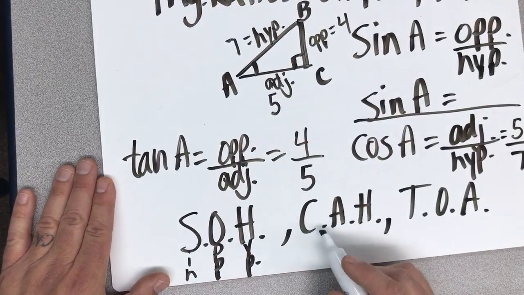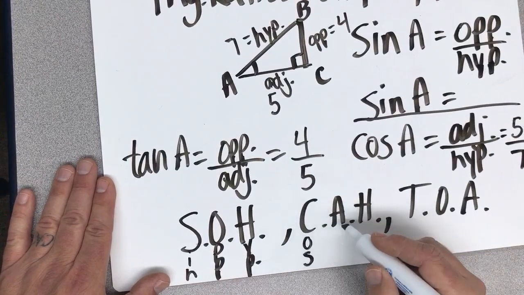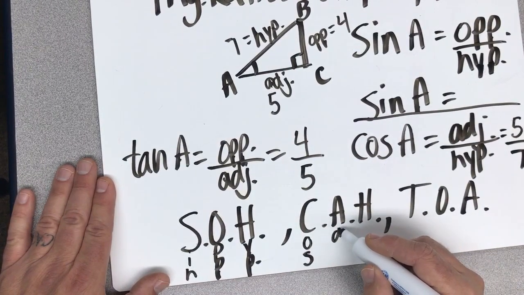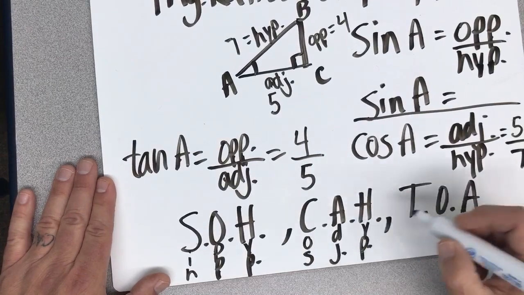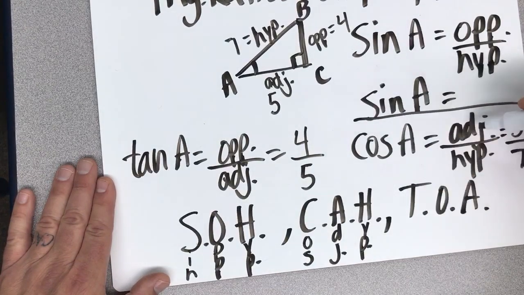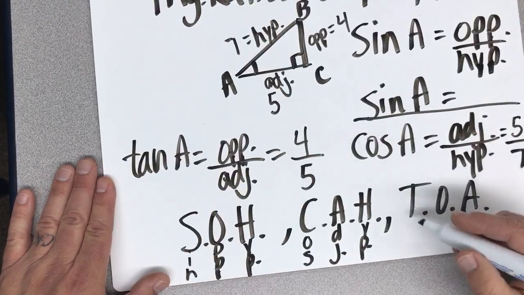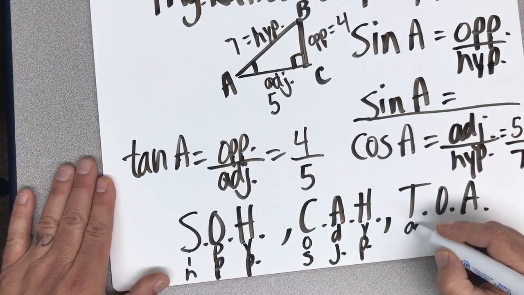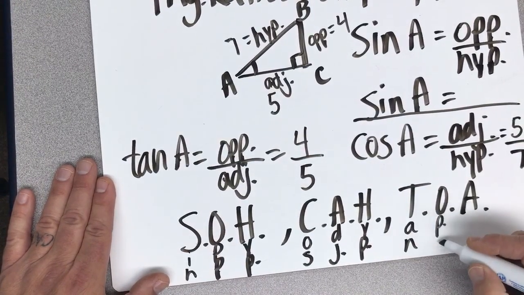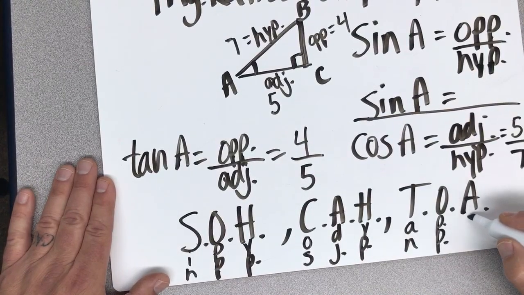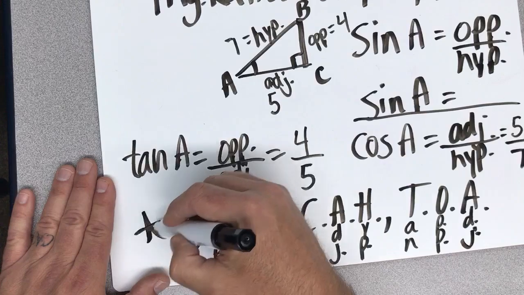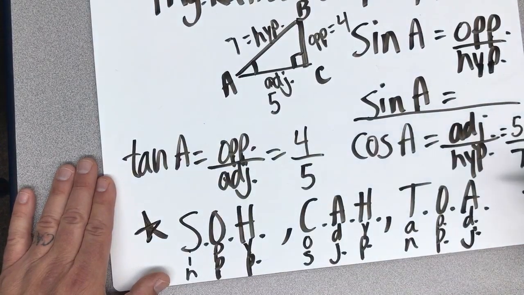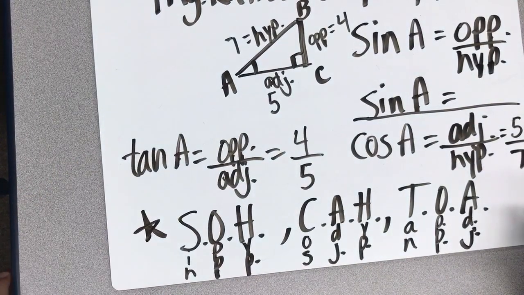And CAH here is C for cosine, A for adjacent, and H for hypotenuse. And cosine of an angle is adjacent over hypotenuse. And then tangent is opposite over adjacent. And again, the mnemonic is SOH CAH TOA. So hopefully that helps you remember.